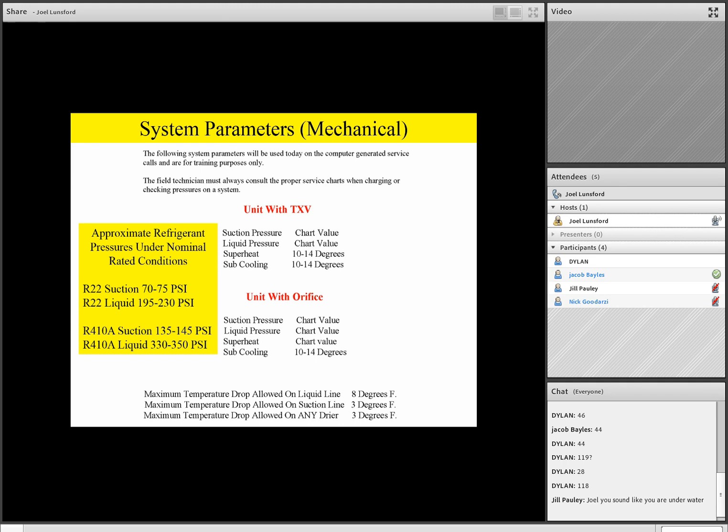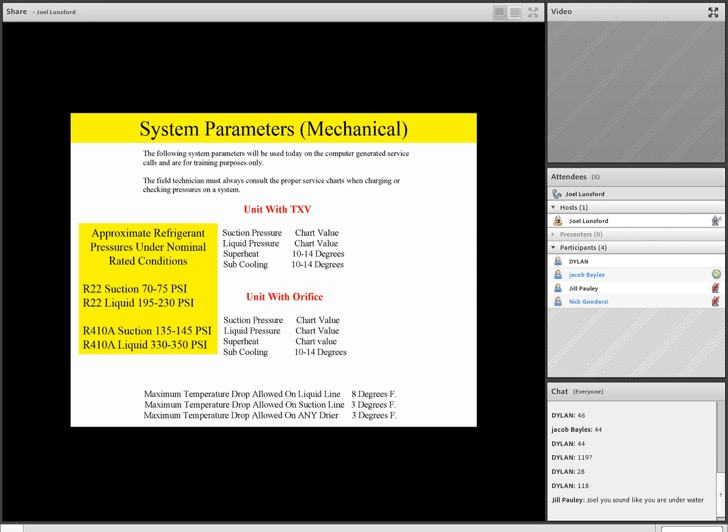The maximum temperature drop we're going to allow on any filter dryer will be 3 degrees Fahrenheit. As you take a look at our refrigeration cycle diagnostic screen in a little bit, you'll notice we have temperature probes on both sides of the filter dryer. If you see more than a 3 degree temperature difference across that filter dryer, you will consider that dryer restricted, and it'll be coupled with low suction pressure and other things as well.